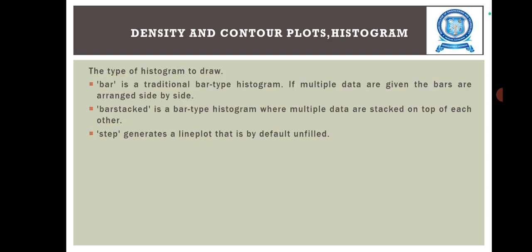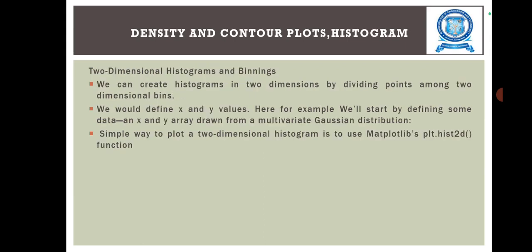Histtype, that means it is optional. Next, we are going to see the type of histogram to draw. Bar is a traditional bar type histogram. If multiple data are given, the bars are arranged side by side. Bar stacked is a bar type histogram where multiple data are stacked on top of each other. Step generates a line plot that is by default unfilled. Then two-dimensional histograms and binnings.